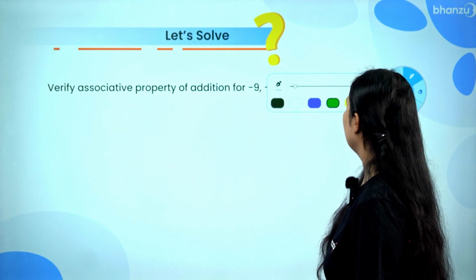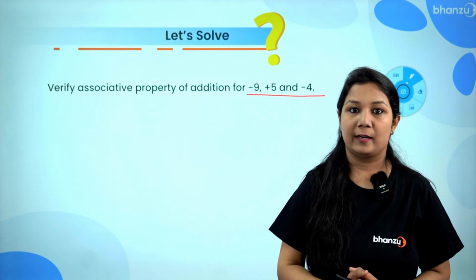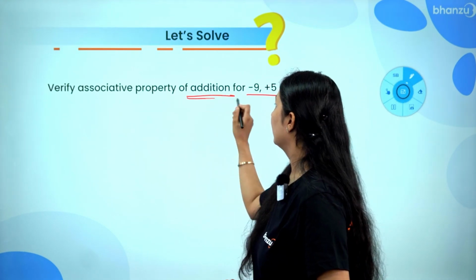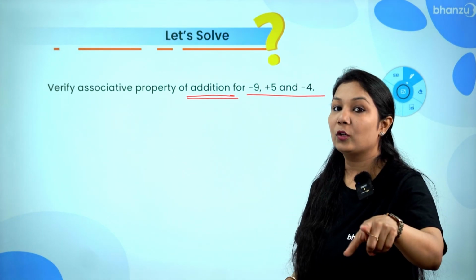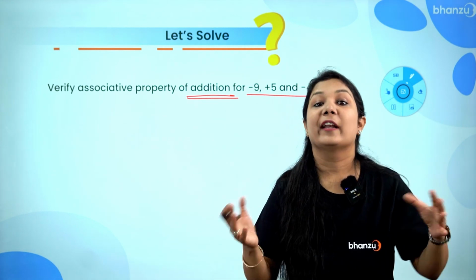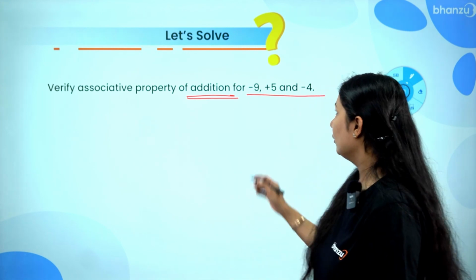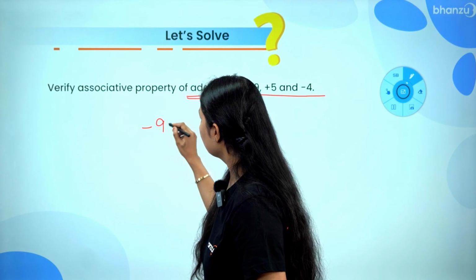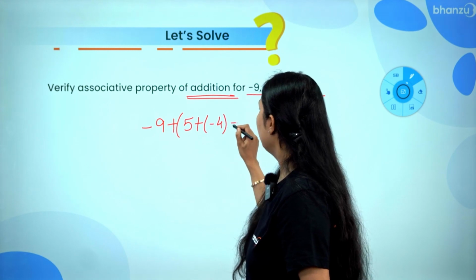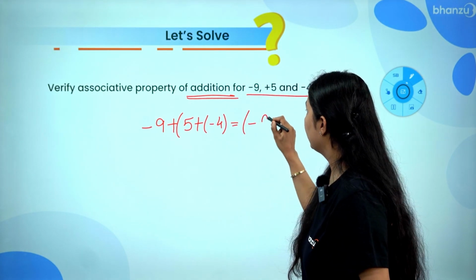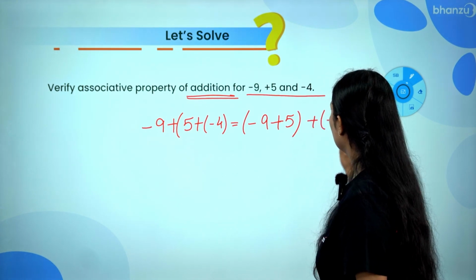So I have given you 3 integers over here: minus 9, plus 5 and minus 4. So the associative property under addition, right? We need to add them after grouping, and if we get the same answer, it holds true. And we saw that addition is associative for integers. So let's check it out. Minus 9 + (5 + (minus 4)) should be equal to (minus 9 + 5) + (minus 4). So let's solve it.